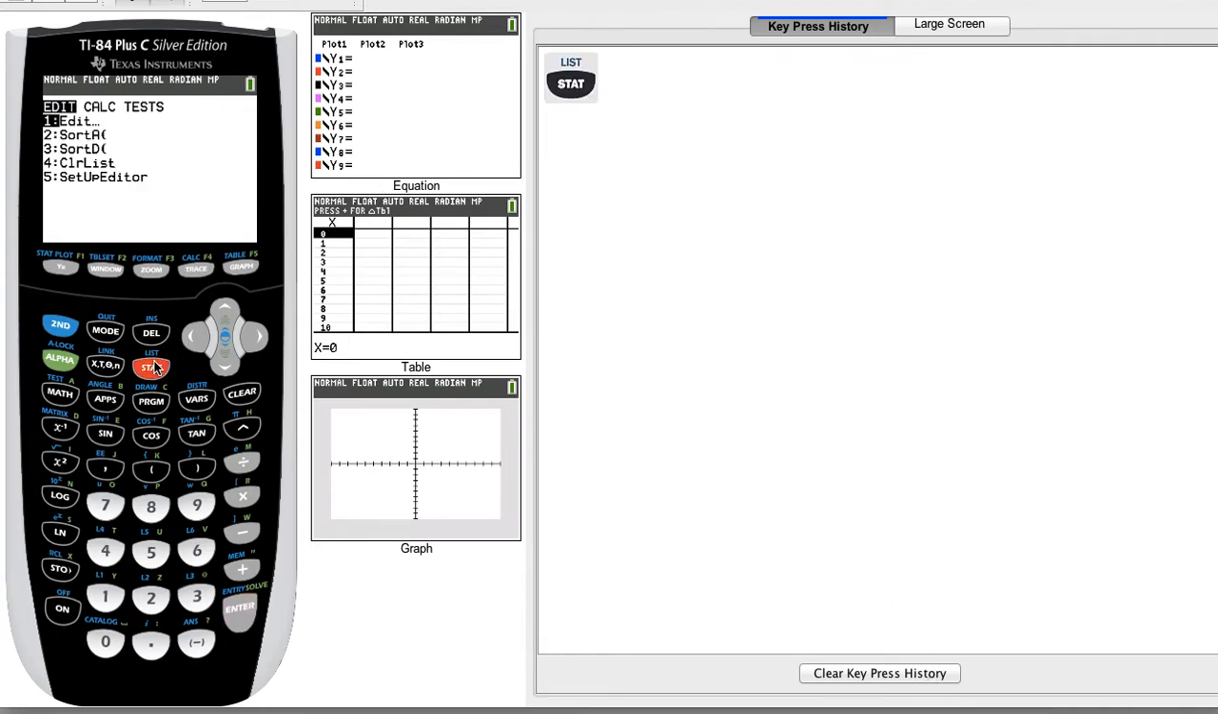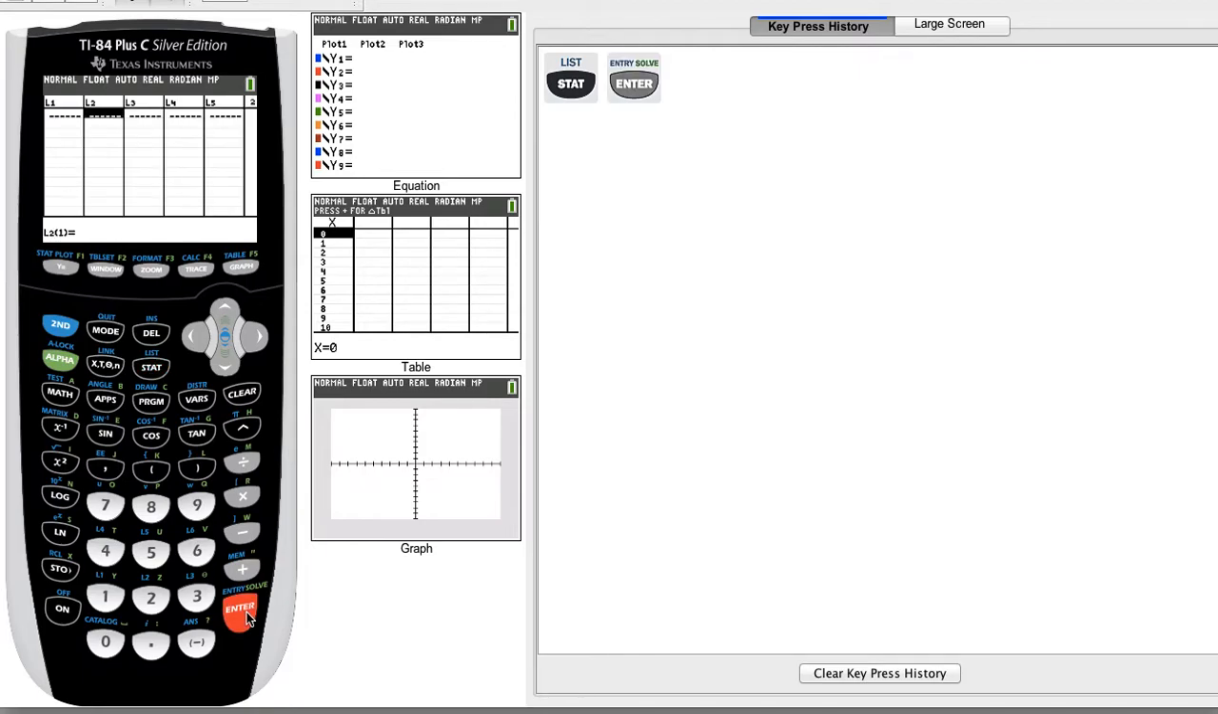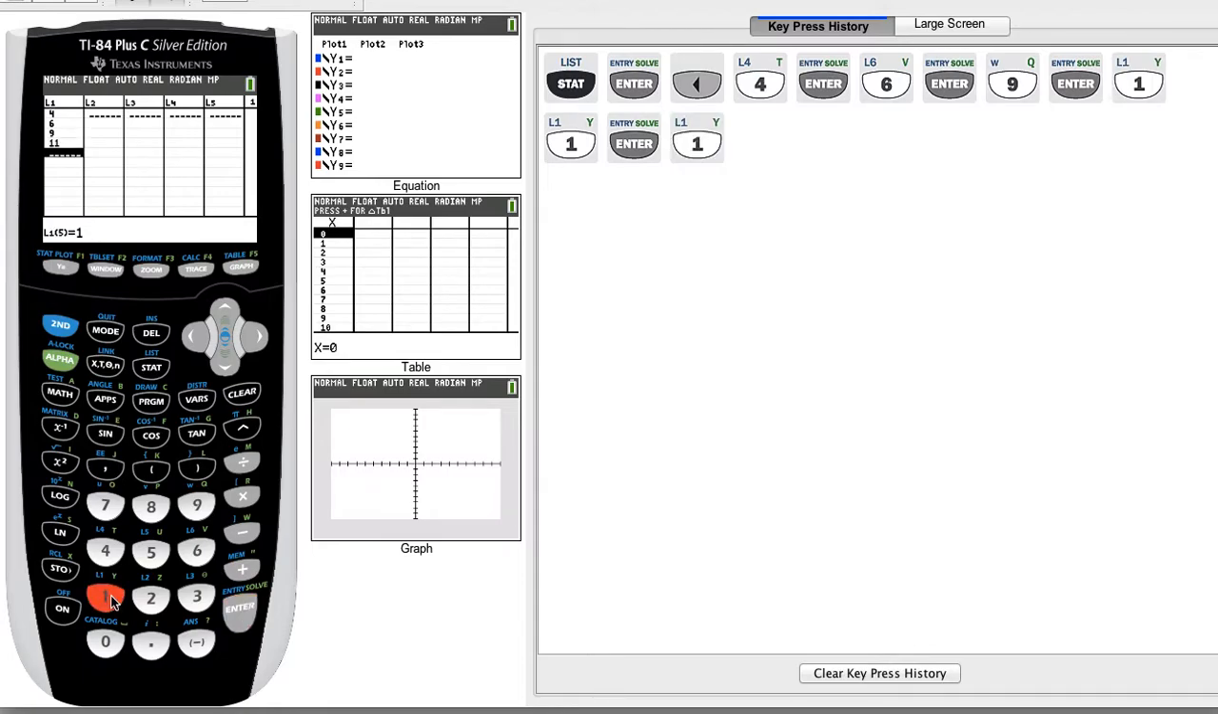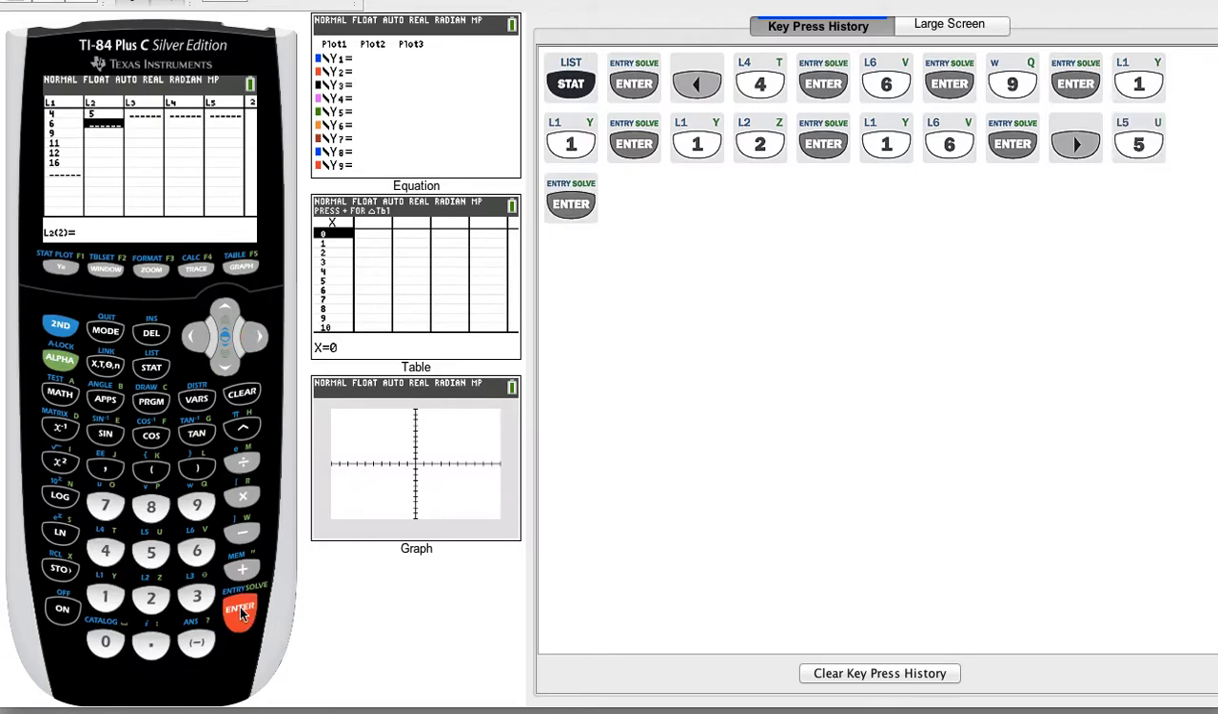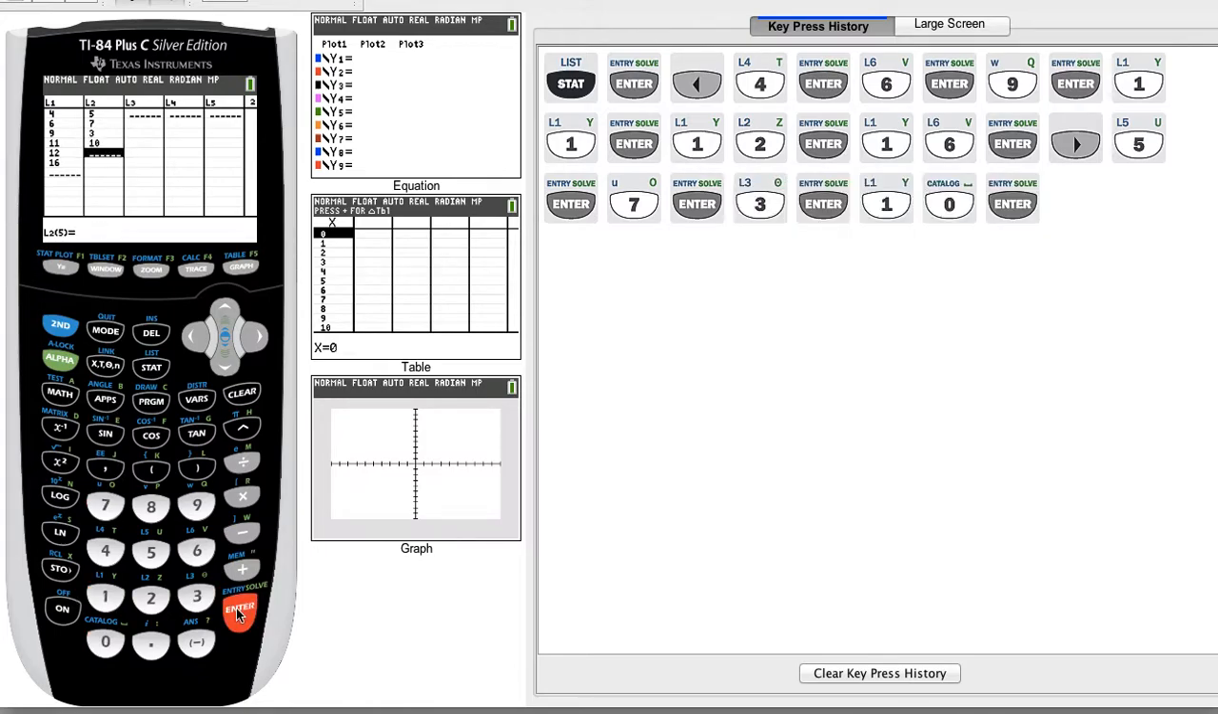Now let me clear this so you can see. So you go to stat, enter, you plug in the values in L1, make sure that you're in L1, and the numbers are the following: 4, 6, 9, 11, 12, 16. Move over to L2 and type in the Y values in there. Okay, make sure you didn't make any mistake.